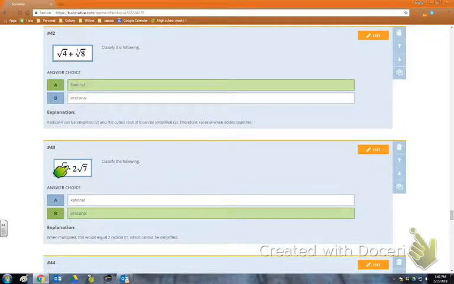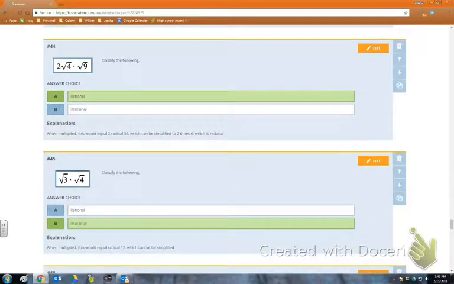So when you're multiplying, remember that you're allowed to multiply what's underneath the square roots. So for this first one, you could simplify this and say that this is 2 times the square root of 21. But the square root of 21 is not a perfect square, therefore this is an irrational number.